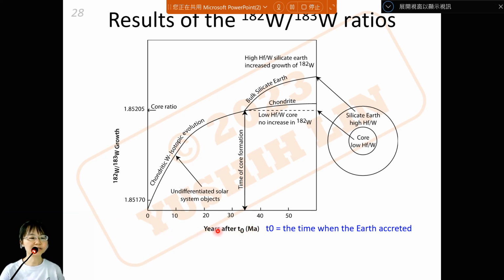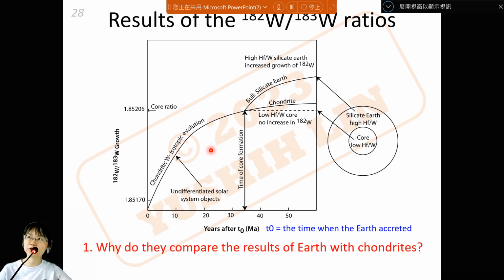This is years after time zero. Time zero means the time when the Earth was accreted. And this is the tungsten-182 to tungsten-183 ratio. This curve is chondritic, which means chondrite. We always want to compare with chondrite.